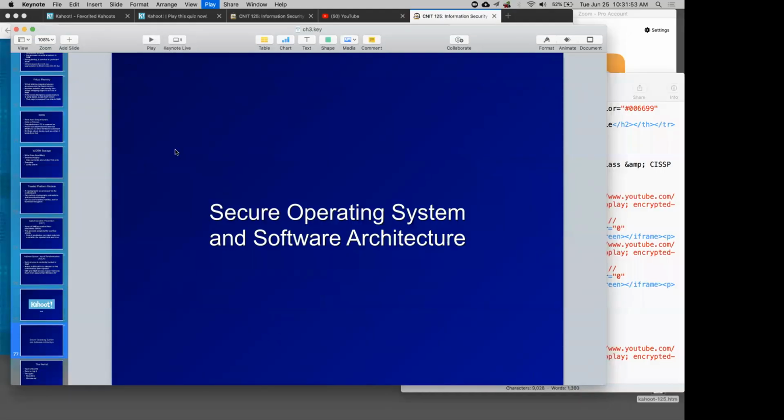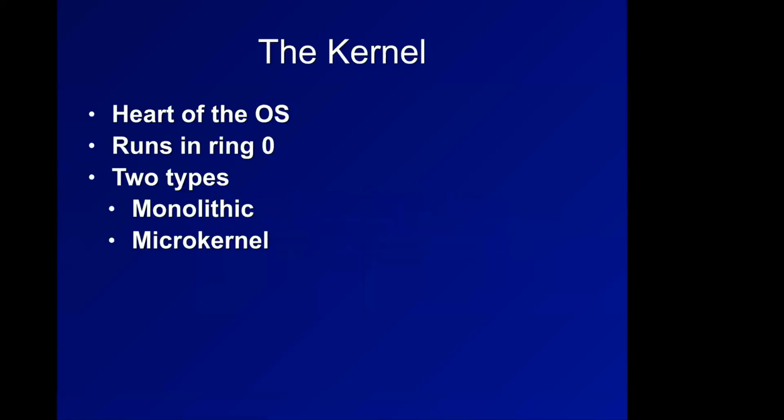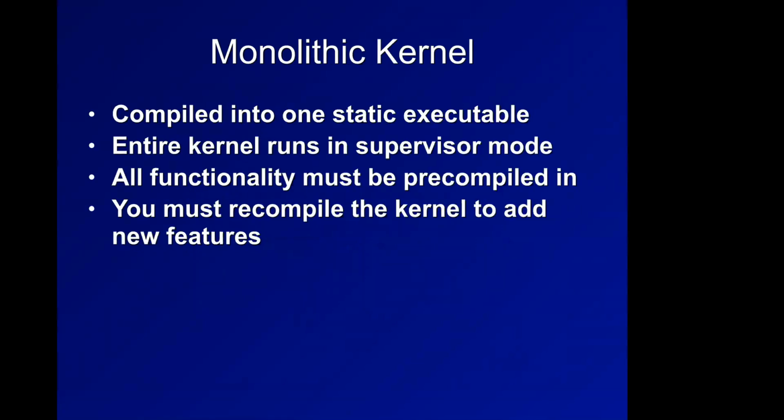All right, so secure operating systems. We talked about this. The kernel is the heart of the OS that has direct access to the hardware, running in ring 0, and there are two types of kernels, monolithic and microkernel. The monolithic kernel is the old-fashioned thing.